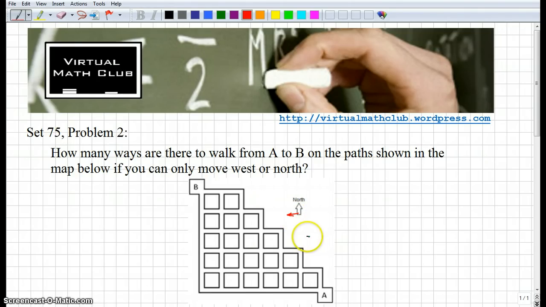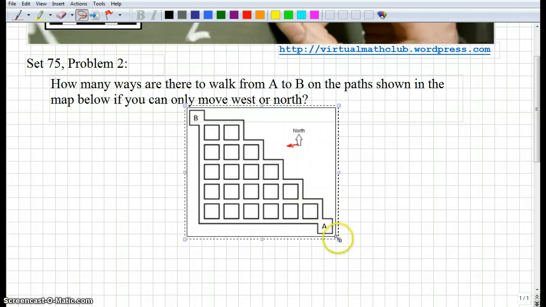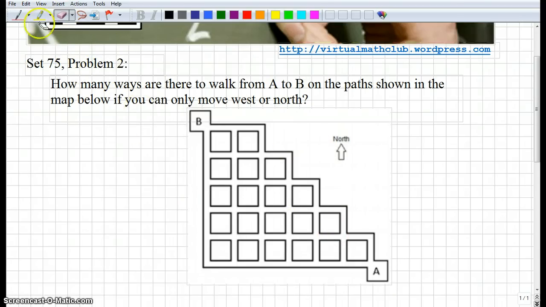Okay, so let's take a closer look at this. I'm going to scroll down and then make this bigger so we can look at it a little closer. Alright, so I'll get rid of my west arrow. Alright, let's start at A. We need to start at A.